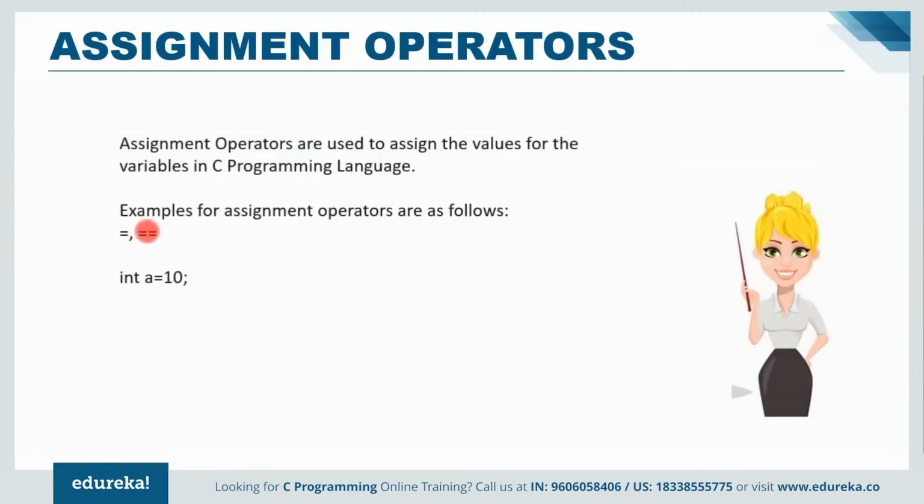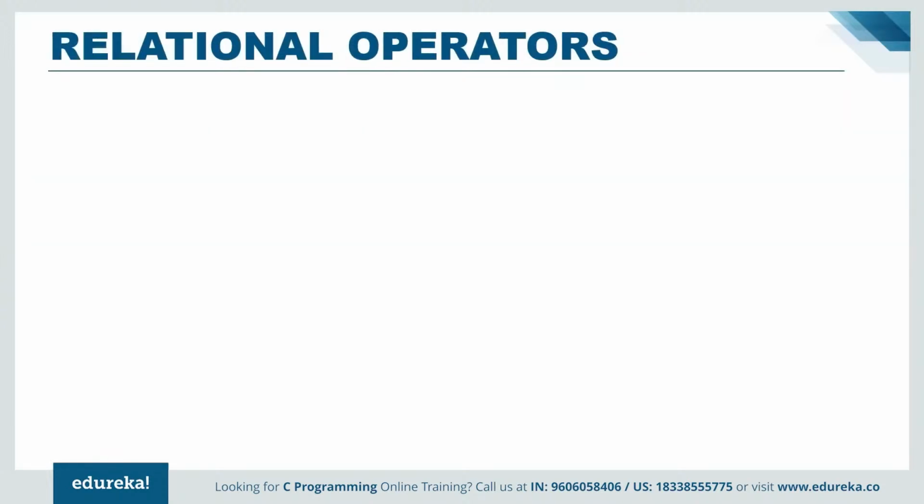In the same way, if you are using the double equals to symbol, it means that you are comparing the values stored on the LHS and RHS. For example, if you are using a == b, then the compiler understands that if the value of a is equal to b, then it has to execute certain commands in the upcoming statements. Let's discuss that in the upcoming concepts. For now, let us move on to the next type of operators, which are relational operators.